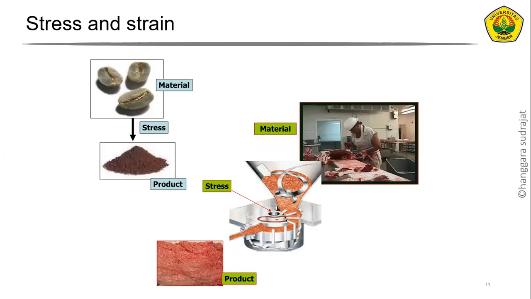For example, if we have coffee beans, they might be subjected to stress to convert their form into powder, right? So if you buy coffee in a supermarket, usually we get the powder form of coffee. Here, the strain is how much they decay to become small particles in the final product.